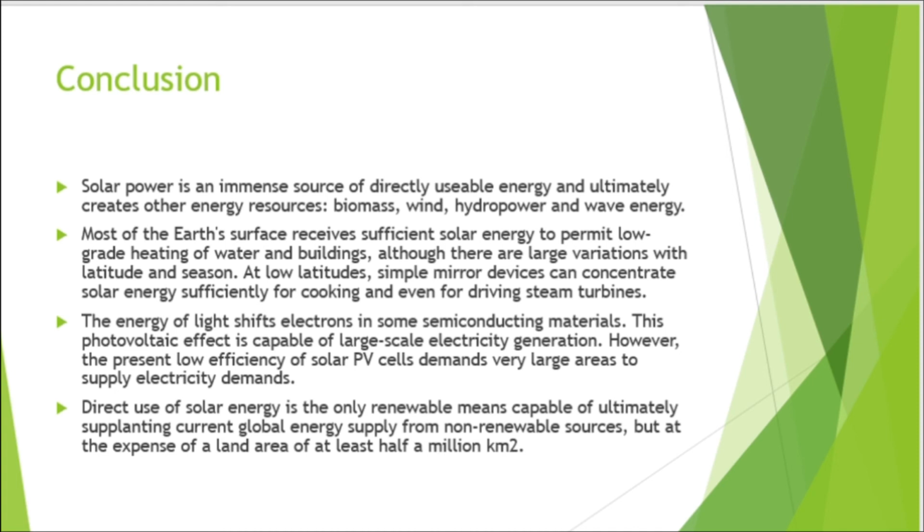The energy of light shifts electrons in some semiconducting materials. This photovoltaic effect is capable of large-scale electricity generation. However, the present low efficiency of solar PV cells demands very large areas to supply electricity demands. Direct use of solar energy is the only renewable means capable of ultimately supplanting current global energy supply from non-renewable sources, but at the expense of a land area of at least 500,000 square kilometers.